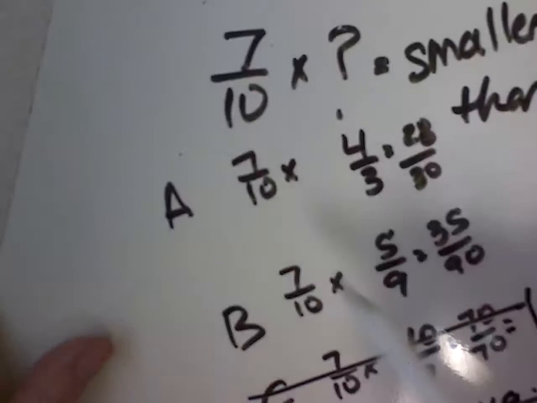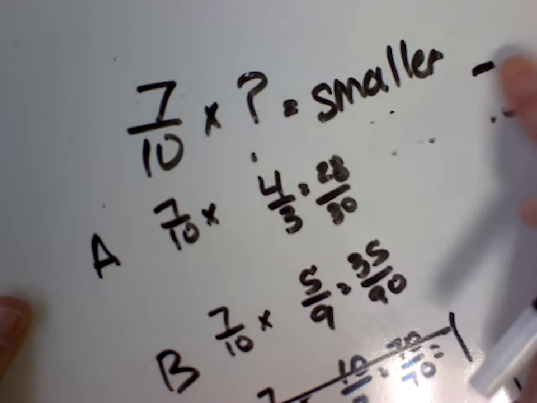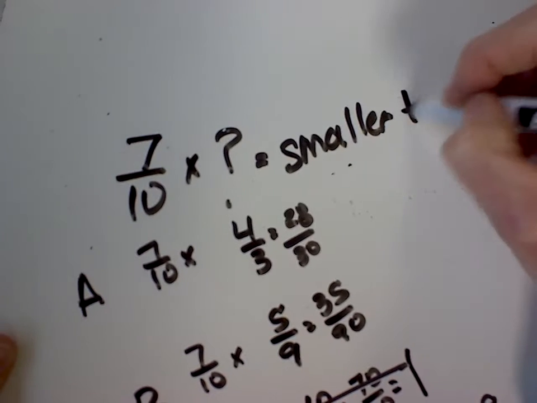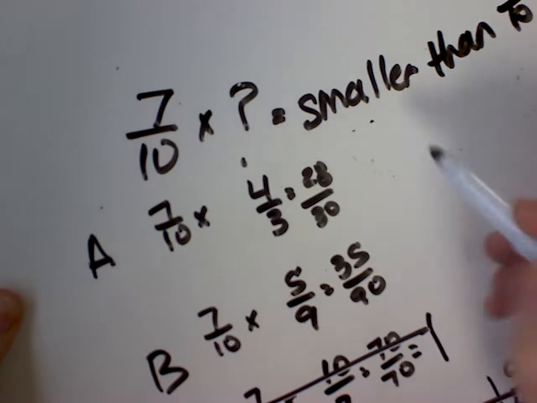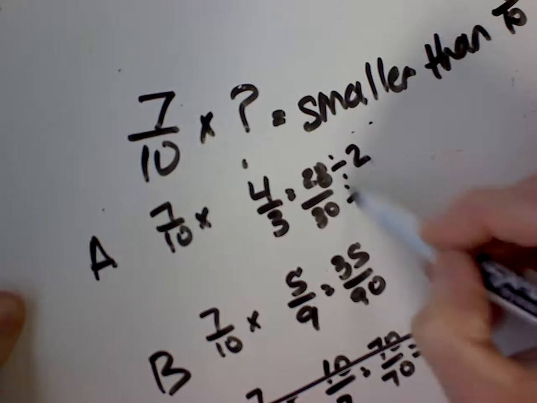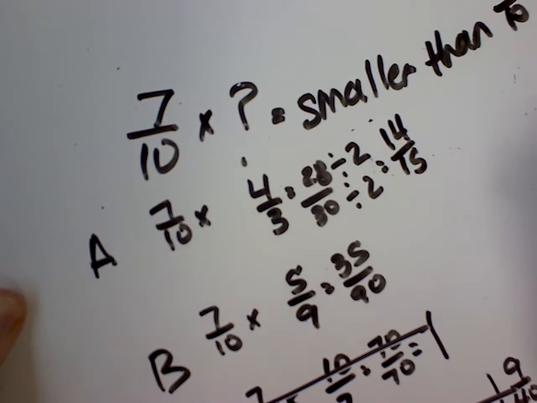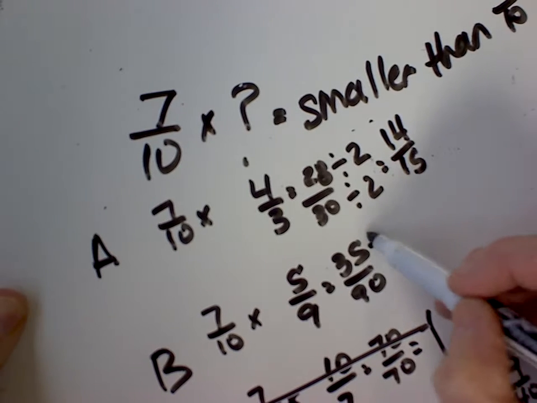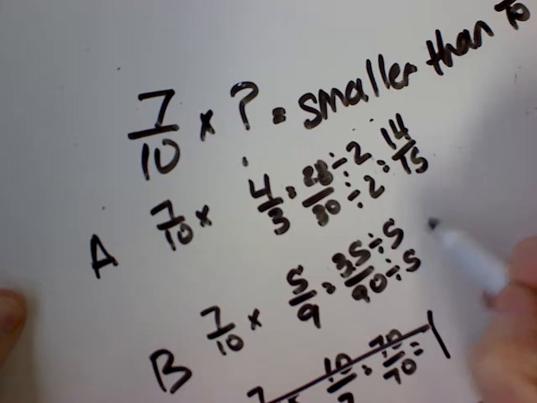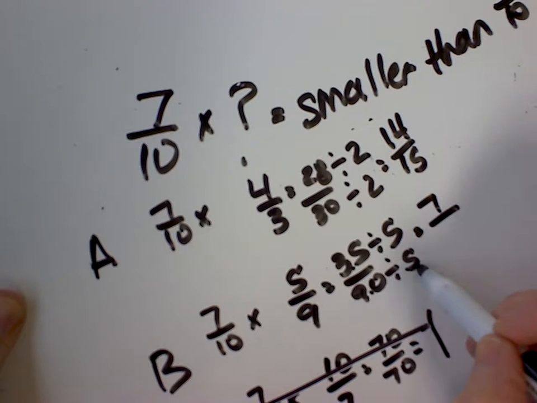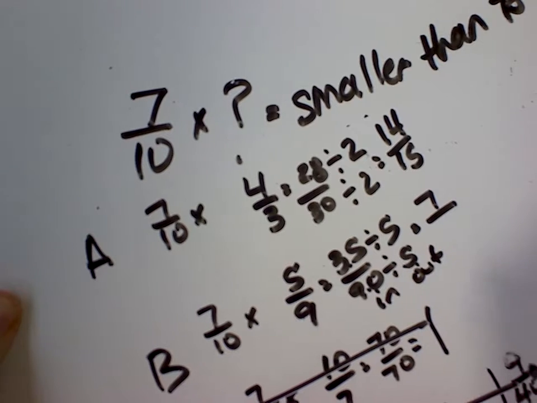So we're left again with our options A and B. I'm going to erase this and move it up here so that I have room to work. Smaller than 7/10. 28/30 can be simplified. I will simplify by 2, and that gives me 14 over 15. This one I know I can simplify by 5 because this ends with a 5 and this ends with a 0. This gives me 7, but 90 divided by 5, I don't know that. I'll have to divide that out using in and out.